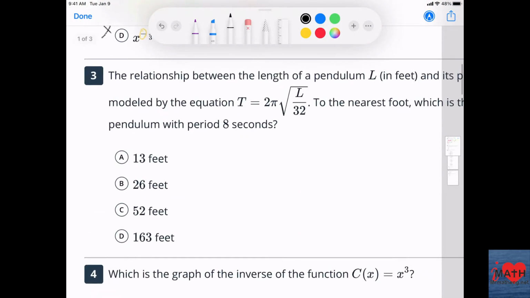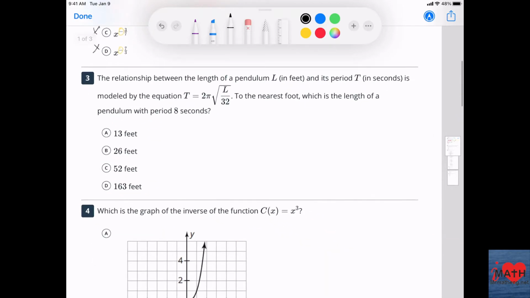Okay? Number 3, your favorite word problems. Don't be scared of them. The relationship between the length of a pendulum. Let's say you have a piece of string and a pendulum is something on a string, and it swings this way, and then gravity pulls it back that way. So like a coin tied to a piece of string.